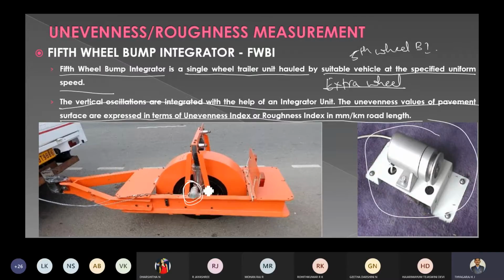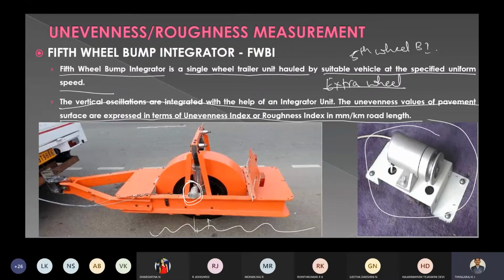Okay, it will be attached to the wheel. The integrator will be recording the reading, that is the undulation. So if there is any undulation like this, the wheel will go down and again the wheel will go up. These undulations are recorded in the sensor units. Okay, this is the pulley arrangement. So these vertical oscillations are recorded in this integrator.